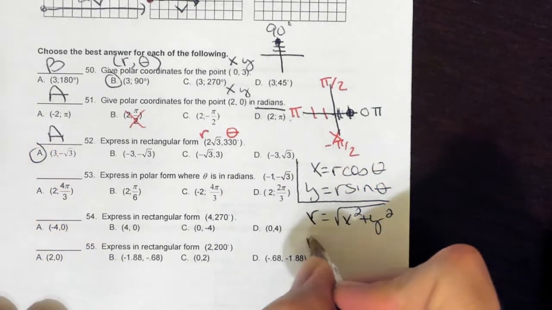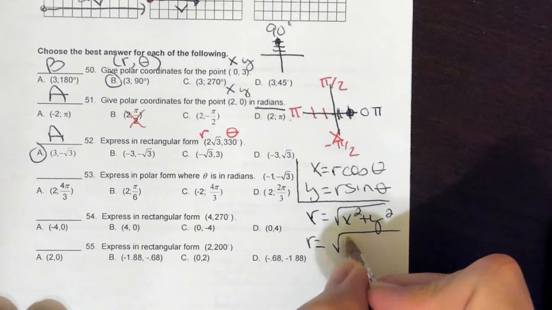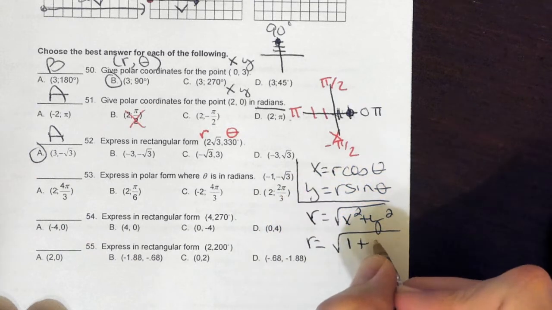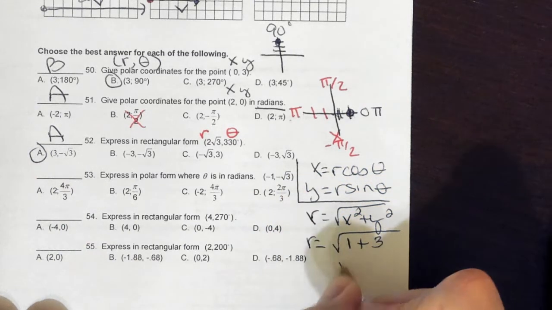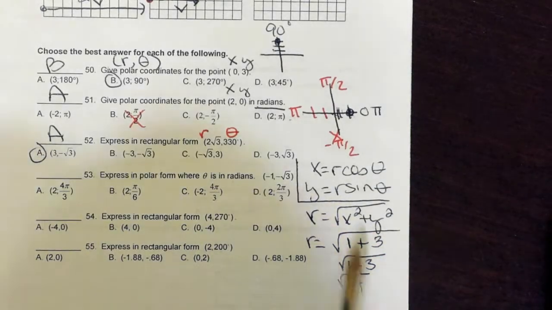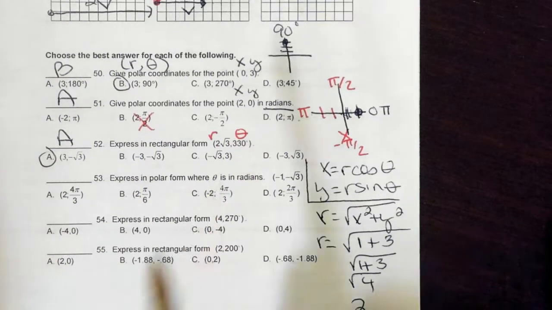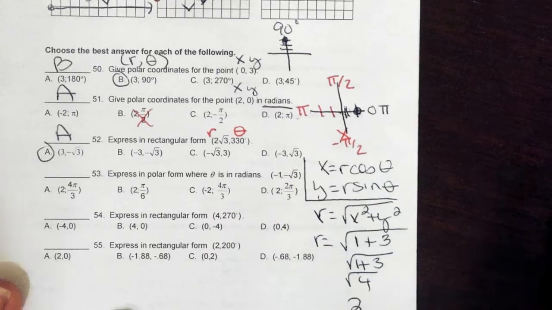So I'm going to have r equals: -1 squared is 1, negative square root of 3 squared is 3, 1 plus 3 is 4, and the square root of 4 is 2. So I need to have a radius of 2. This has a 2, this has a 2, that has a -2, and that has a +2.